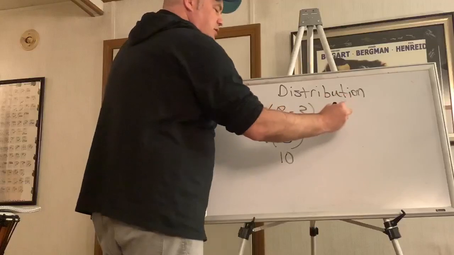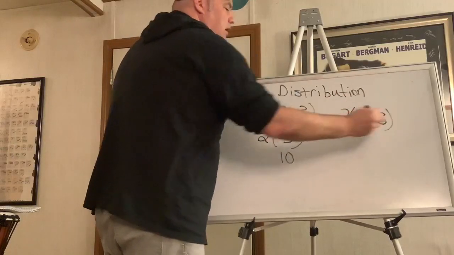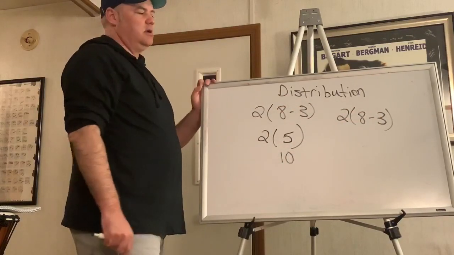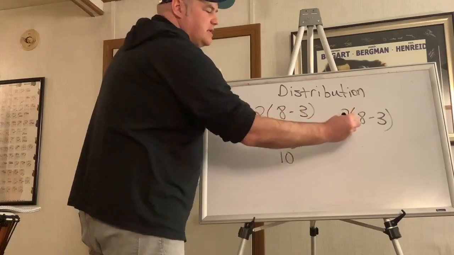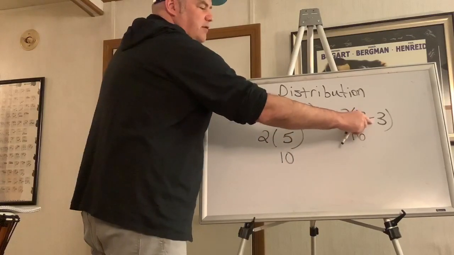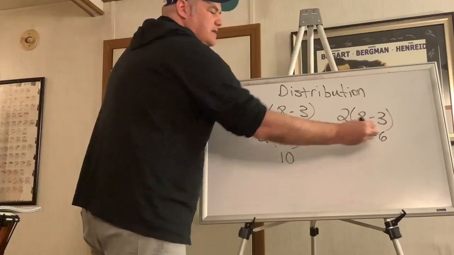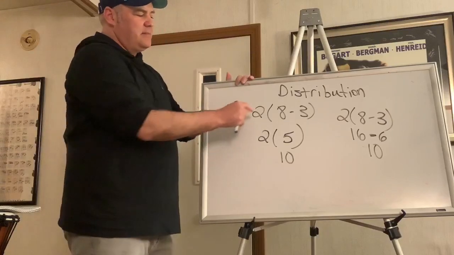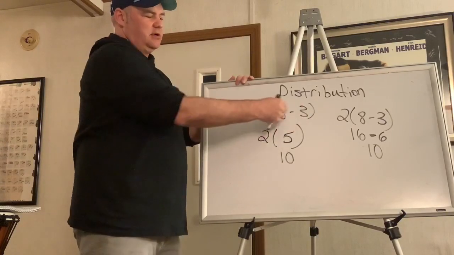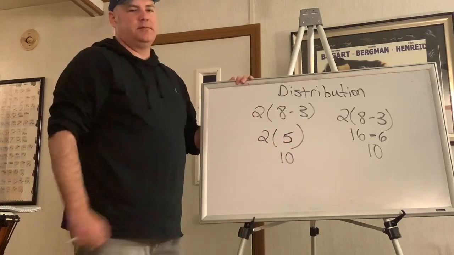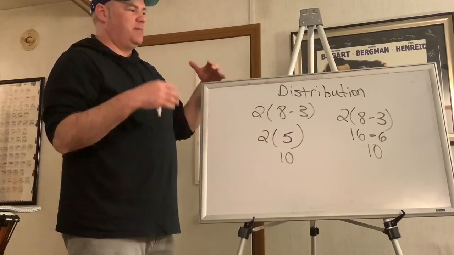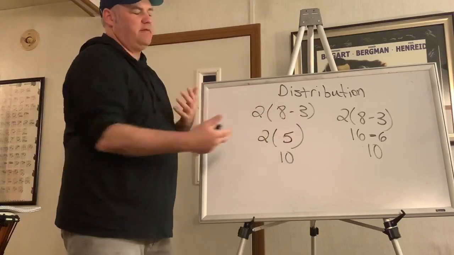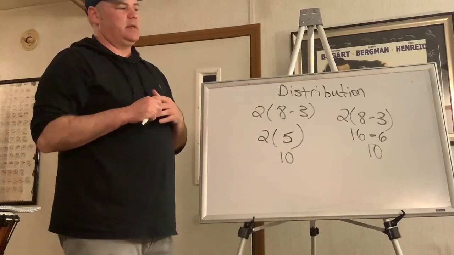What distribution teaches you is that you multiply this 2 times every term in here, and then combine if you can. So let's do that. 2 times 8 is 16, and then 2 times negative 3 is negative 6, and 16 minus 6 is 10. Either way, you end up with the right answer. But to me, if you can combine first, it's much easier to do 8 minus 3 and then just do one multiplication. Multiplication, especially with bigger numbers, gives students some fits sometimes. So it's just easier to combine what you can first and then multiply.